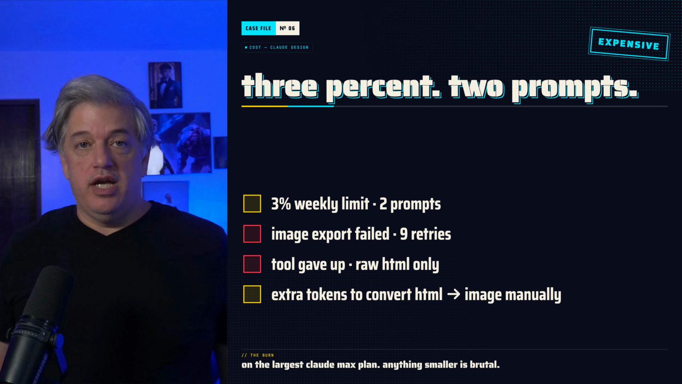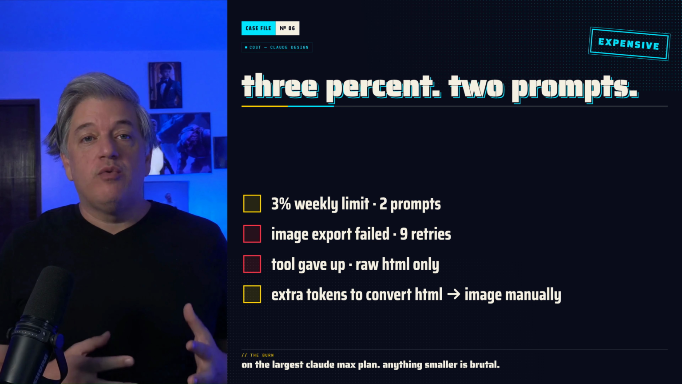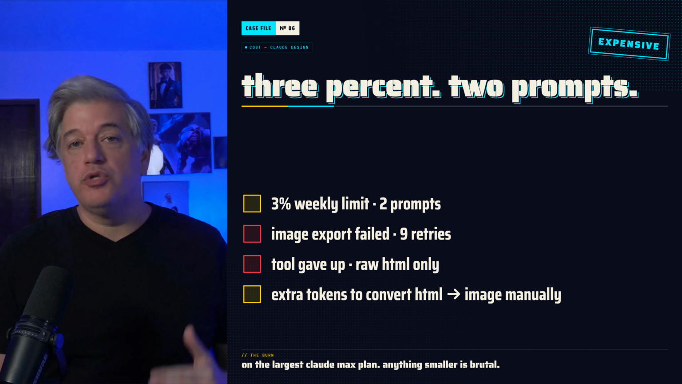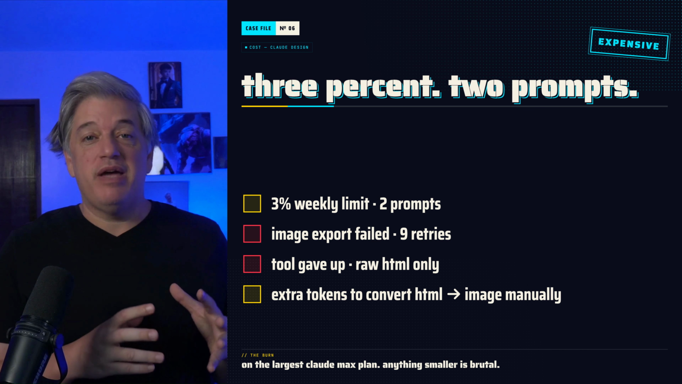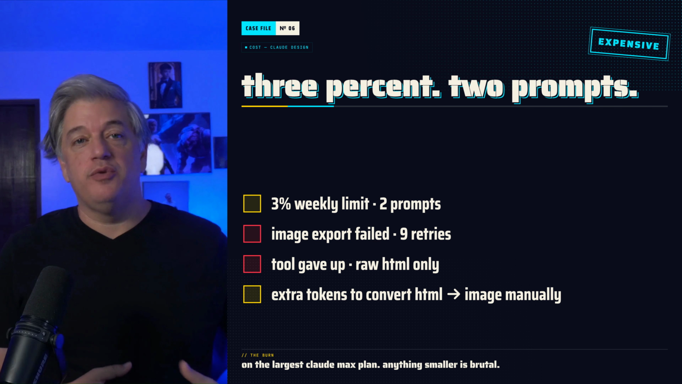I told Claude Design to export its hero image HTML as an image, and it couldn't do it. It tried to render a screenshot 9 times. I finally gave up as it was burning through tokens at an alarming rate. I had to spend more tokens to get a downloadable HTML file and then convert that to an image myself.